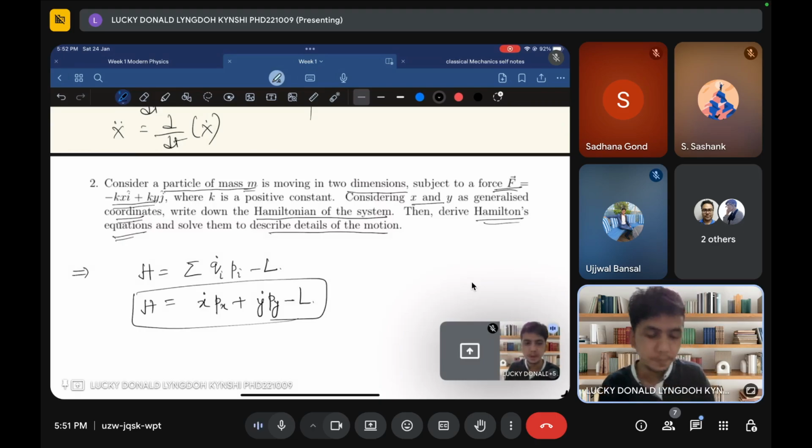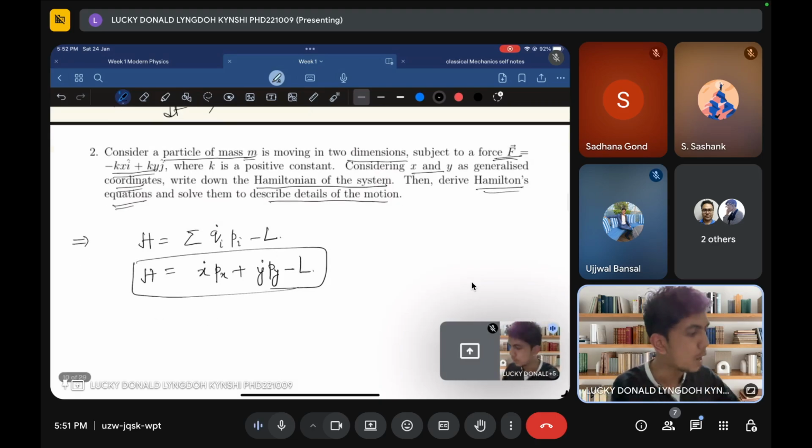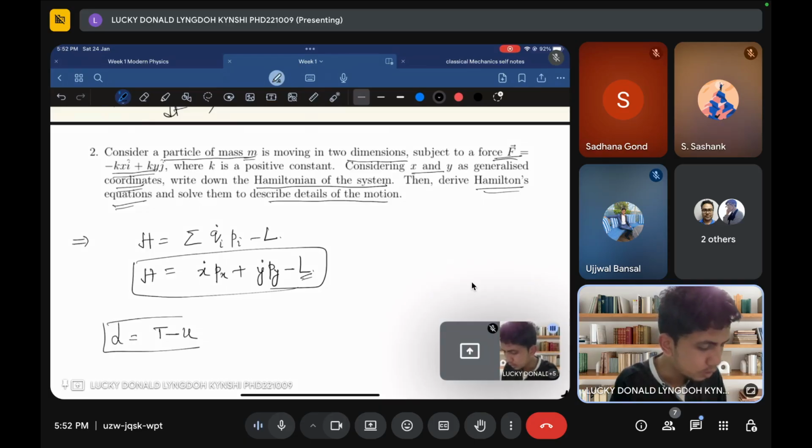Okay, but this is just the general formula. Now we have to solve it. What is very important is that we have to find out the Lagrangian, because the Lagrangian here is not given. So you have to find it out. So how do we find the Lagrangian? Remember that L is equal to T minus U, that is kinetic energy minus the potential energy. So we have to solve these terms first.